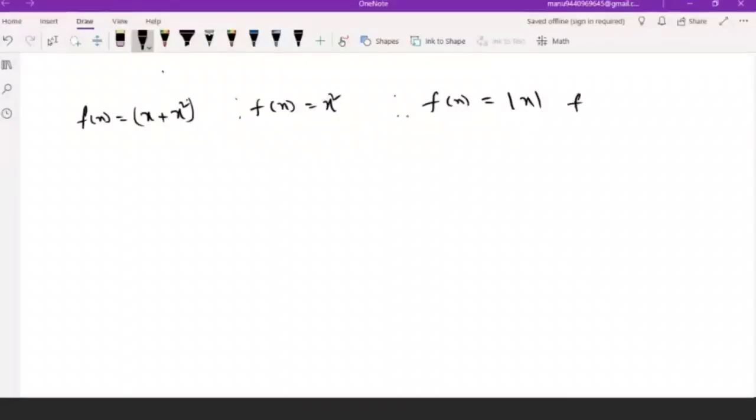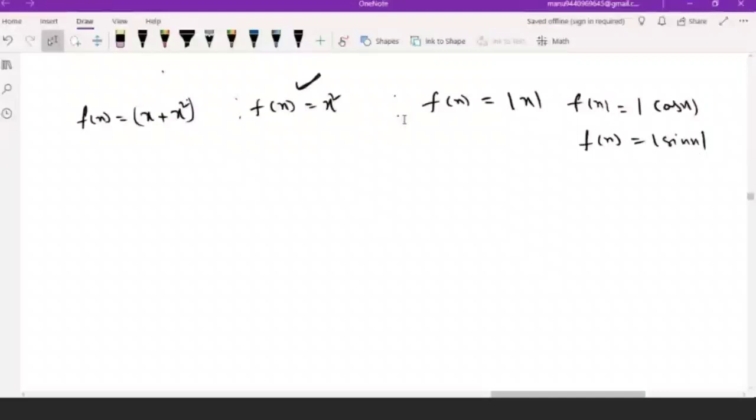f of x is equal to mod cos x. f of x is equal to mod sin x. Mod is always positive, and mod is always an even function. These three questions are even functions. We have to find a naught, a n, b n. First, we are doing the second question, in the interval minus pi, pi. So now we are doing this problem, and after that we will do the first one.